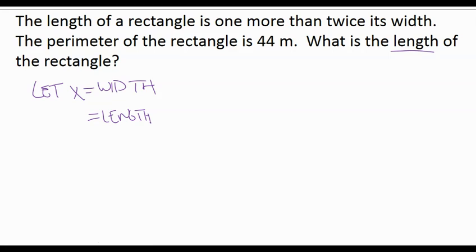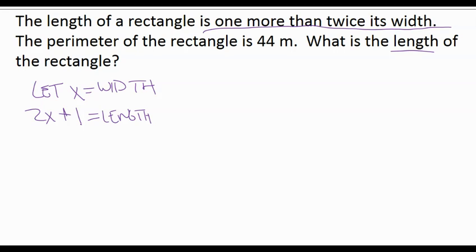Because we are told the length is 1 more than twice the width. So we said x is the width. So twice the width would be 2x, and 1 more than that, we'd add 1. So now I know the length. So this one was easier to say x was the width, because then I could do the length off of that, because I was told what the length is according to the width. It's twice the width plus 1.